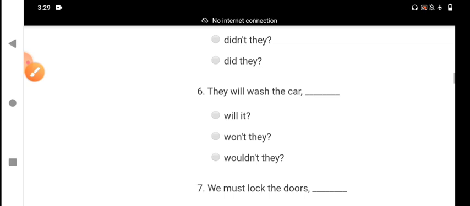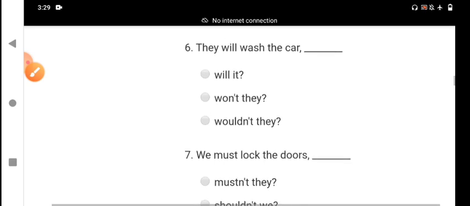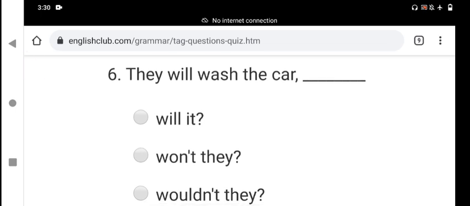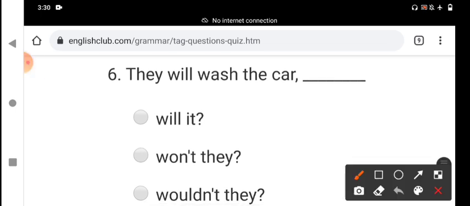And we go to the sixth one. What is the right answer? They will wash the car. It is also future tense. Will wash means will plus V1, the verb here, like shall plus V1. They will wash the car.